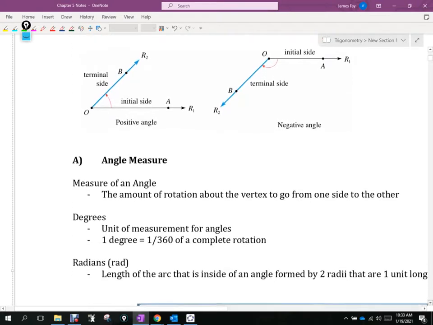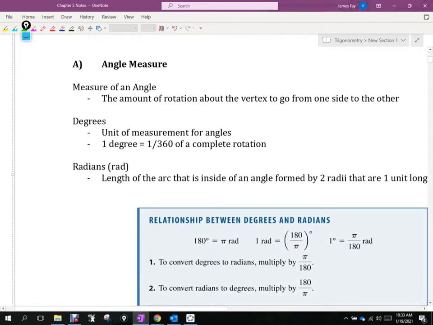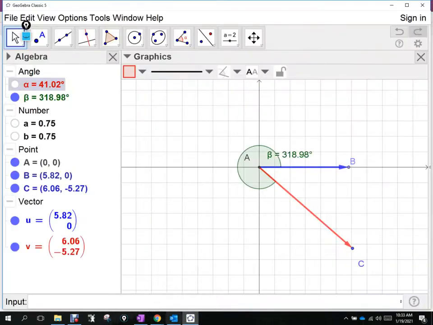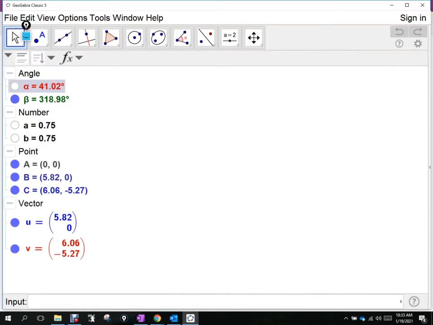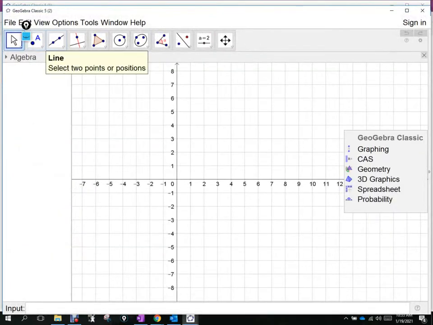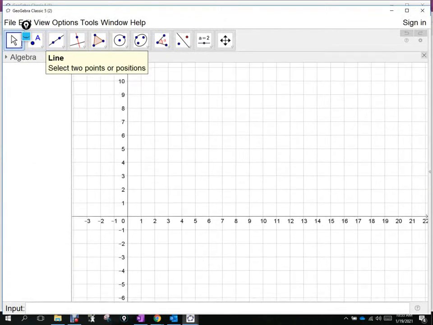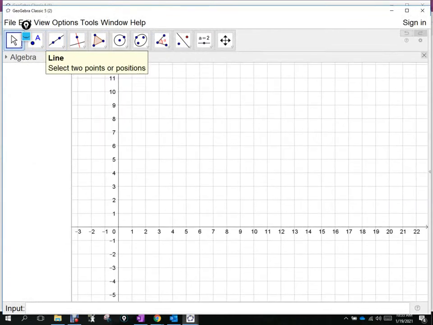All right, so we talked about angle measurement, the amount of rotation about the vertex to go from one ray to the other. Let's do this real quick. Long ago, a group of people called the Babylonians, you guys heard of them before, right? They are the people that we can accredit the 360 degrees to.